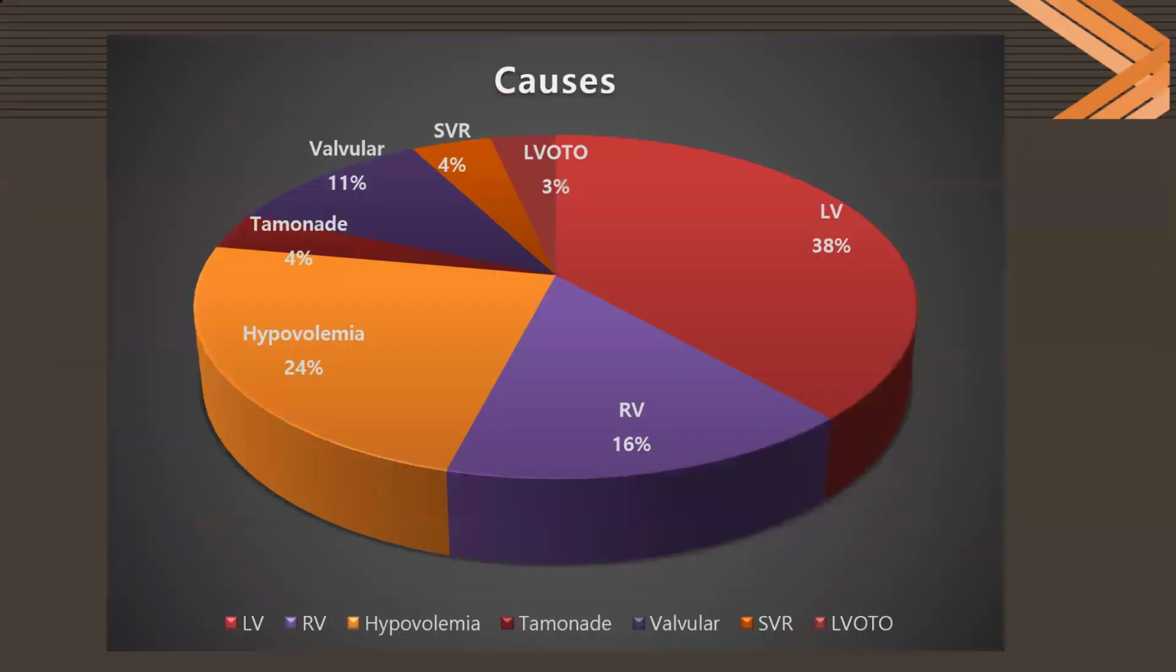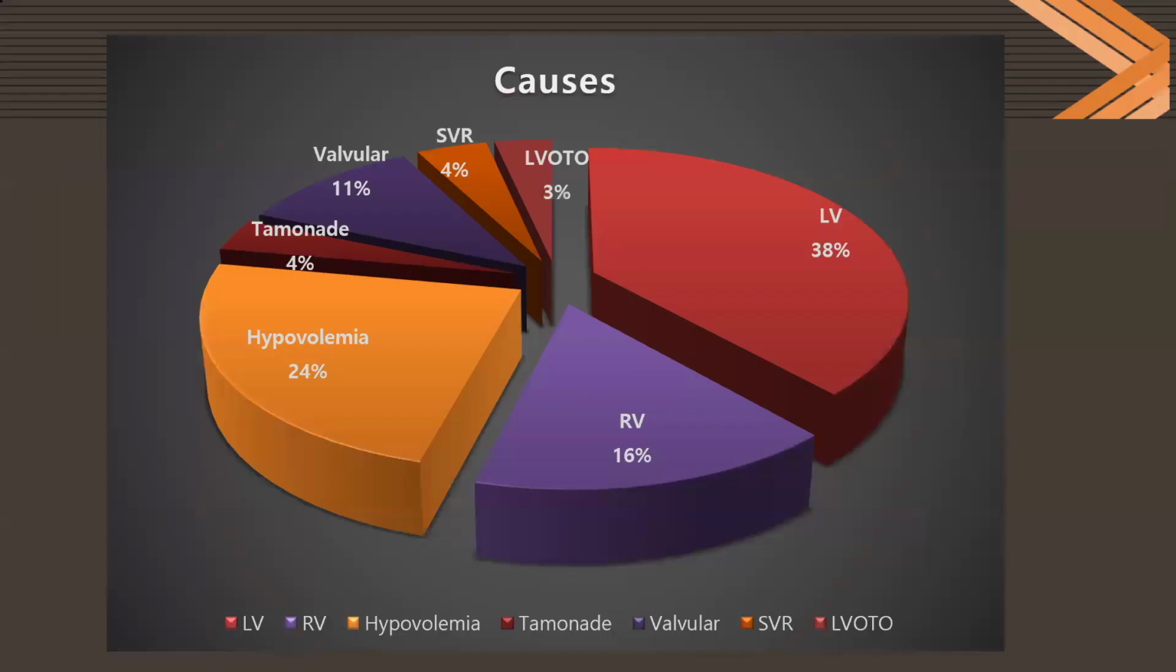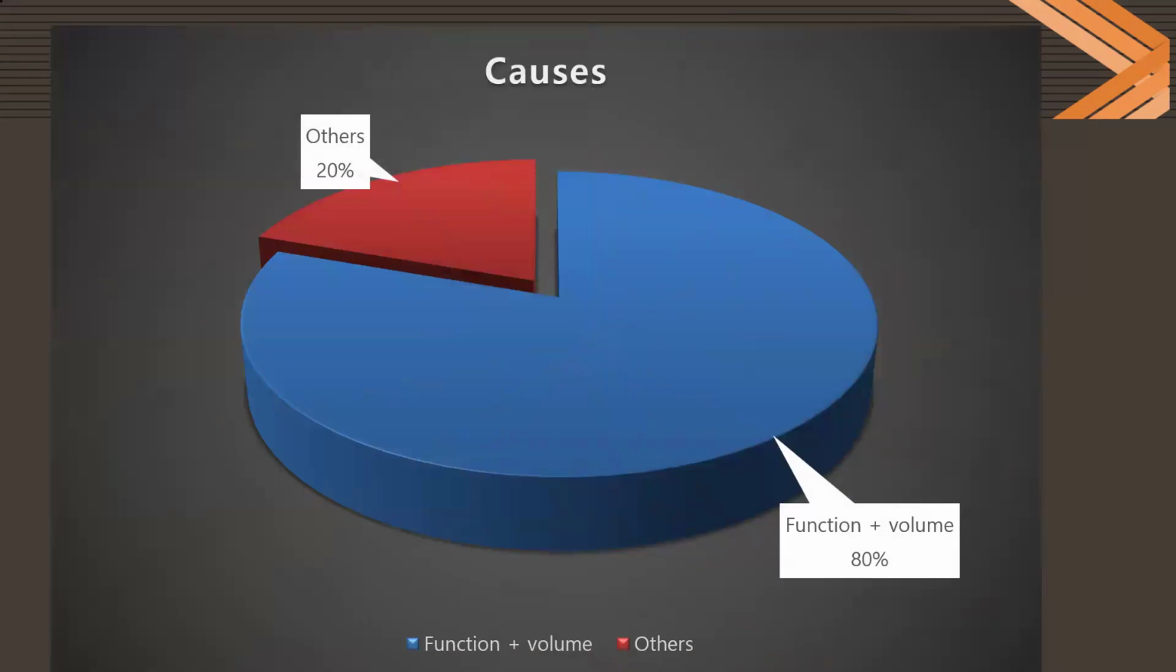What we face in the perioperative setting, in a study done on an adequate number of patients in the perioperative setting, the most prevalent causes of shock were left ventricular failure, hypovolemia, and right ventricular failure. So if we just assess the ventricular function and the volume status of the patient, we will be able to diagnose about 80% of causes of shock.